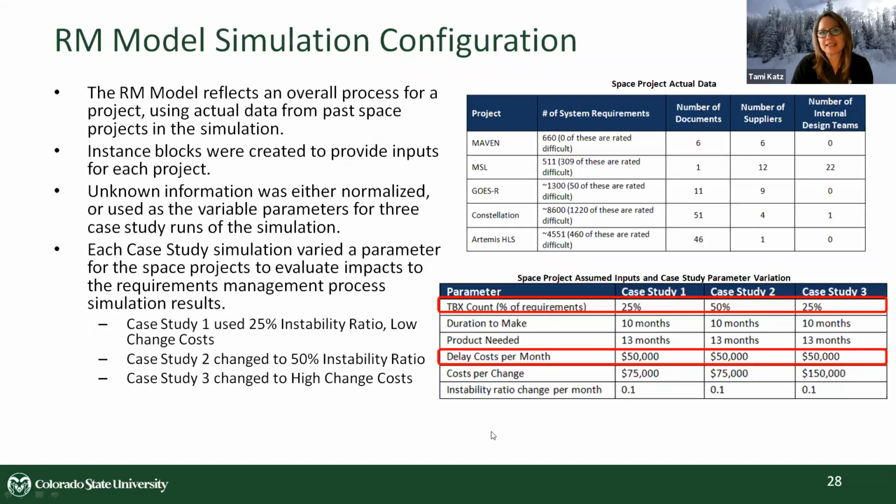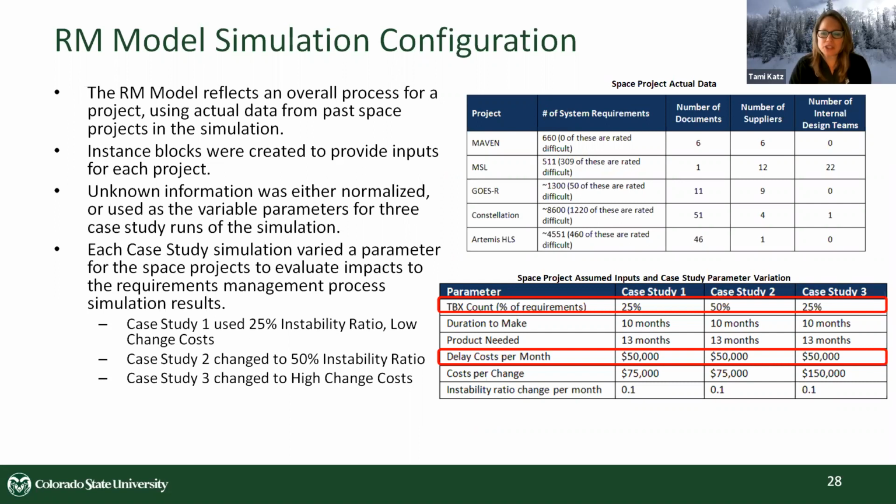Okay, so how did I then apply things to that comprehensive model? I studied 5 different space projects. 4 have been completed, 1 is still in work. And then I looked at its parameters. I evaluated its number of requirements. Luckily, NASA makes this stuff pretty publicly available, so that's why I utilized those.